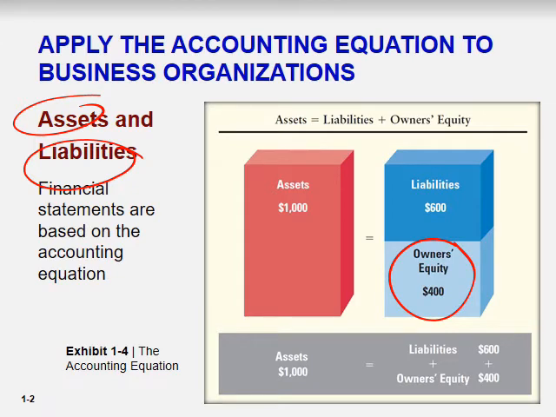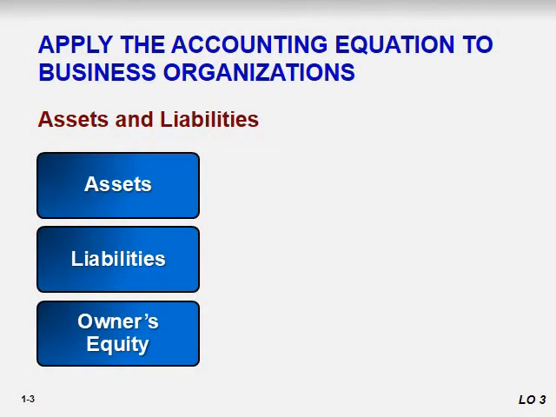So assets appear on the left side and liabilities and owner equity on the right side. So the equation is assets equal liabilities plus owners equity. So to answer, apply the accounting equation to business organizations. A company's financial statements tell us how the business is performing and where it stands. But how do we arrive at the financial statements? So let's examine the elements of financial statements, which are the building blocks on which these statements rest.